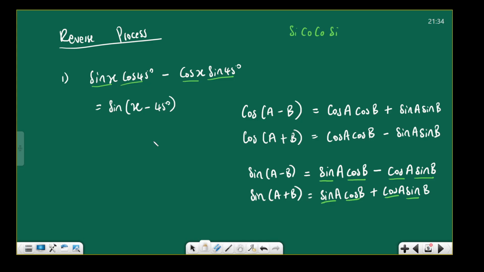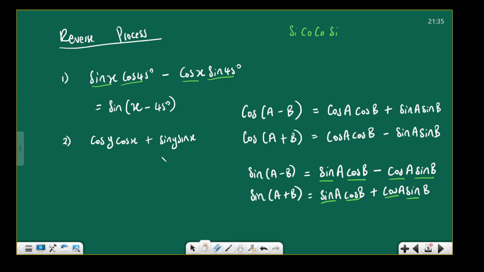So you must make sure that when you are given this, you condense it in that way. Number 2, let's just say you have cos y sine x, and then you have cos y cos x, and then you have plus sine y sine x.